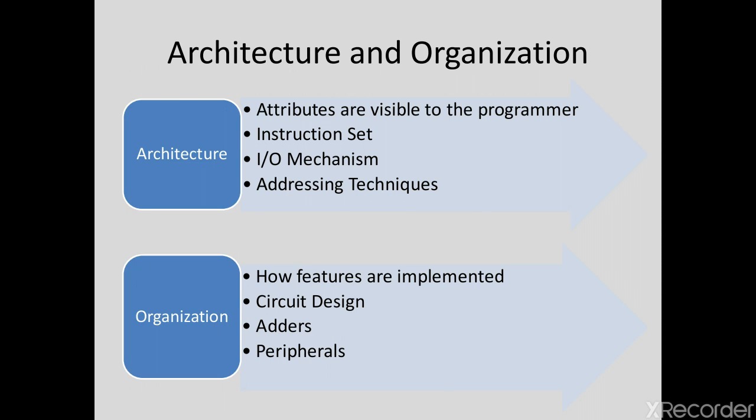These two terminologies are different in nature, whereas architecture involves logic and organization involves the physical components. Computer architecture is concerned with the way hardware components are connected together to form a computer system, whereas computer organization is concerned with the structure and behavior of a computer system as seen by the user. As we can see, the computer architecture attributes are visible to the programmer. The examples are instruction set, input output mechanism, and its addressing techniques. So these are attributes which are visible to the programmer.